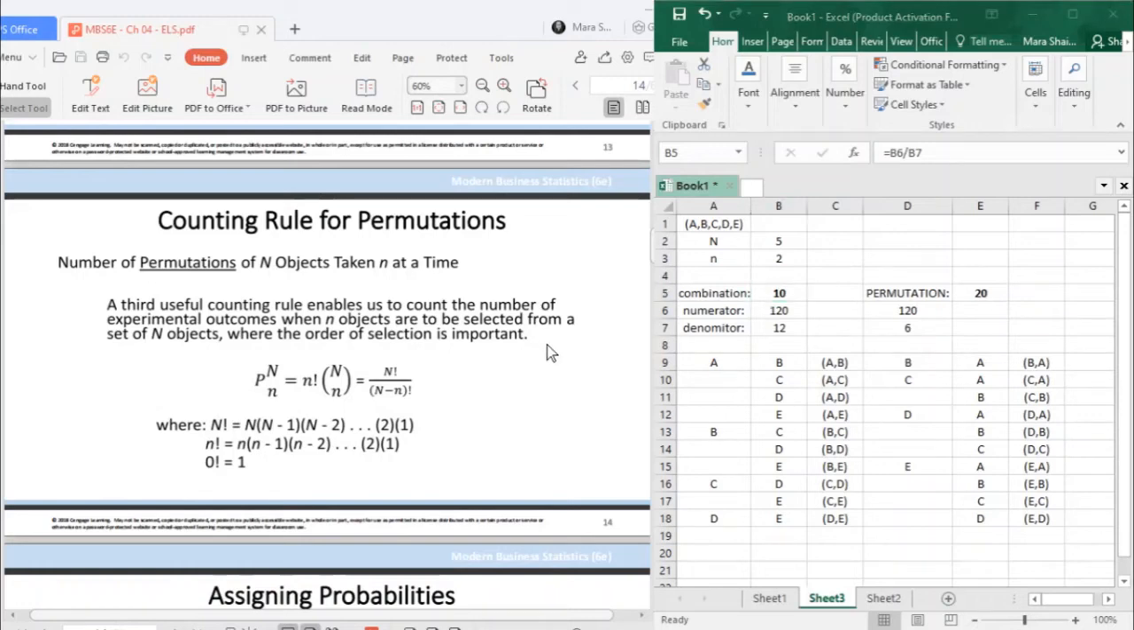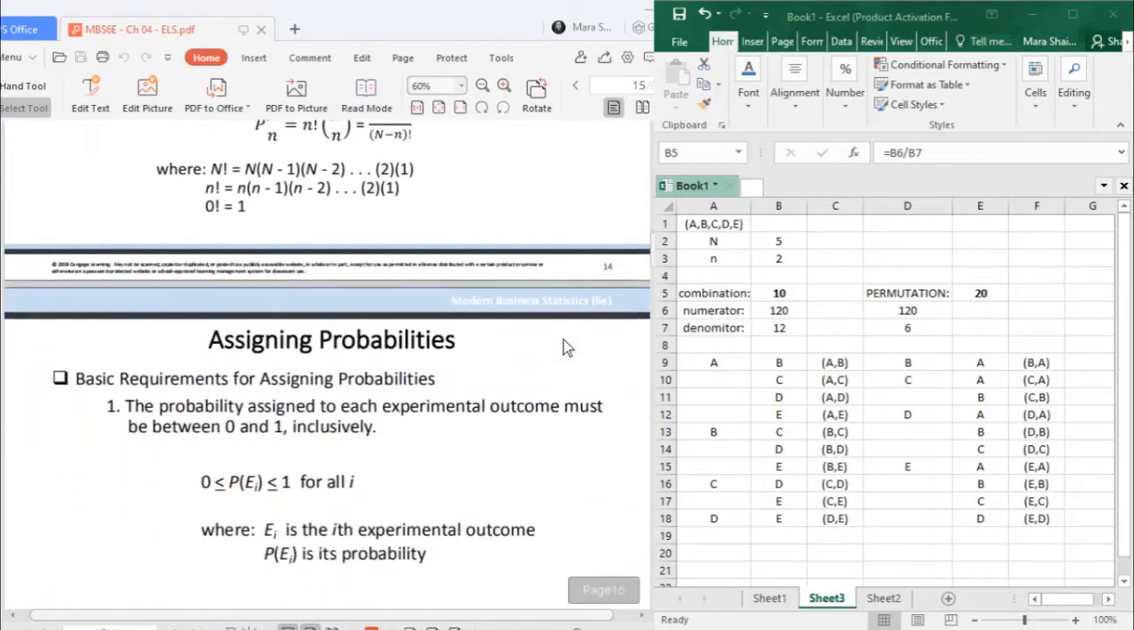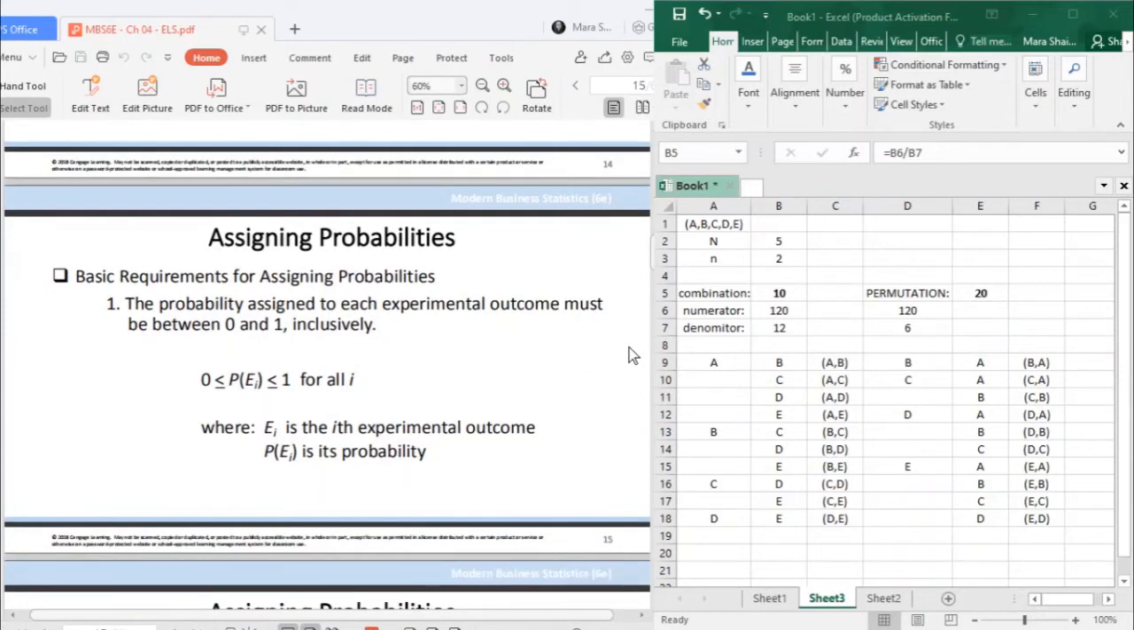So, when you are already done counting the number of outcomes, or when you've already determined the number of outcomes, now it is time to assign the probabilities. Now, before assigning probabilities, you need to take note of these basic requirements.